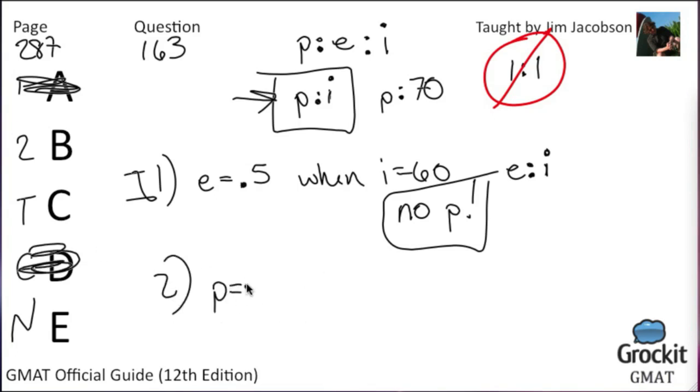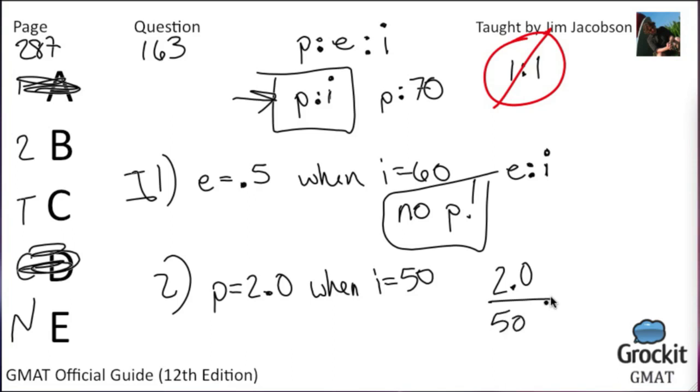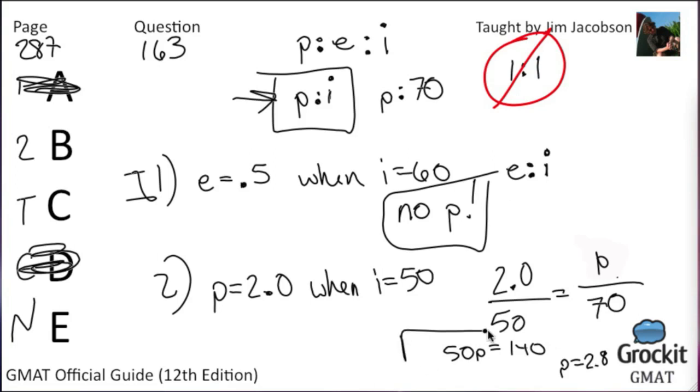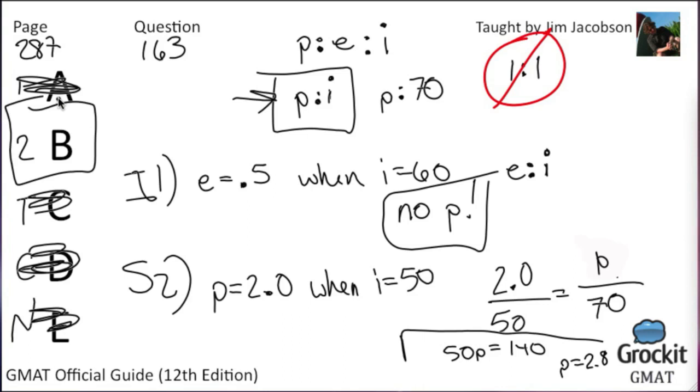Statement two, P equals 2.0 when I equals 50. So that gives us a relationship between P and I. We can say that 2.0 to I is 50 equals X, or even better yet, P. Oh, don't scribble, Jim. Just erase it. There. P is 70. So then it's a proportion, 50p equals 140, p equals 2.8, which is great, but we didn't actually have to solve that, just know that it does come out okay. That is sufficient. We can cross off answer choices C and E, which required both statements to be insufficient initially. Answer choice B is the correct one.